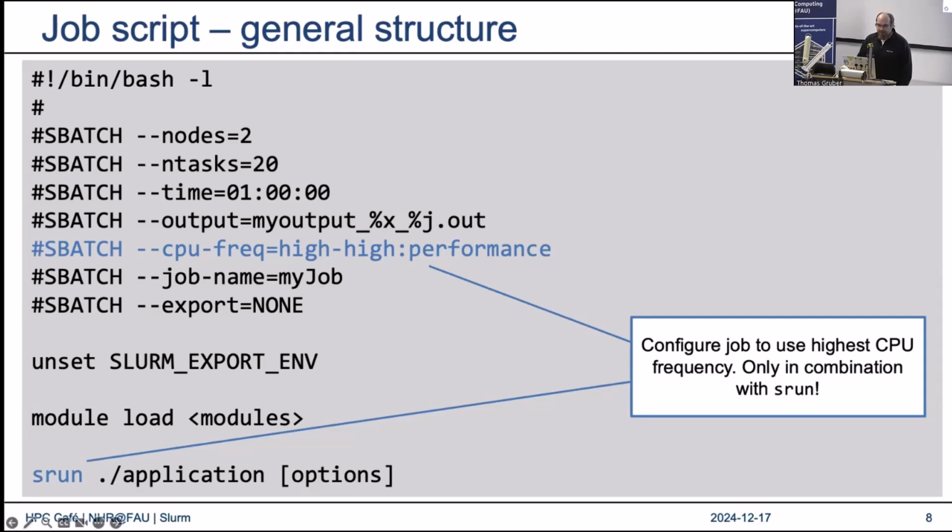That's basically this line. Very important: it is not enforced by the sbatch command. This CPU frequency is enforced by the srun command. So you have to use srun if you want to use the CPU frequency setting. Otherwise, it will simply not apply the CPU frequency. So always use it in combination, the CPU frequency on top and the srun for the actual command.